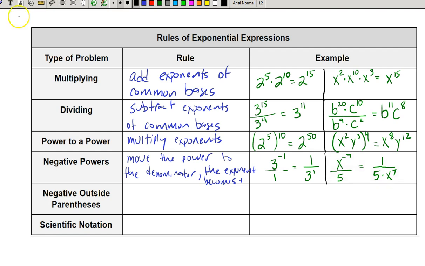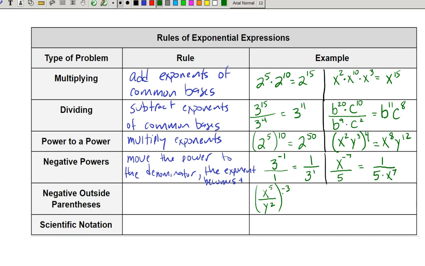All right, so the next one that we're going to look at is called negative outside parentheses. That's a kind of specific one that we run into when we're doing some of these problems. I'm going to do the example first. So if I have specifically a fraction to start with, let's say I have x to the 5th divided by, say, y squared, and let's say this fraction right here is raised to the -3.